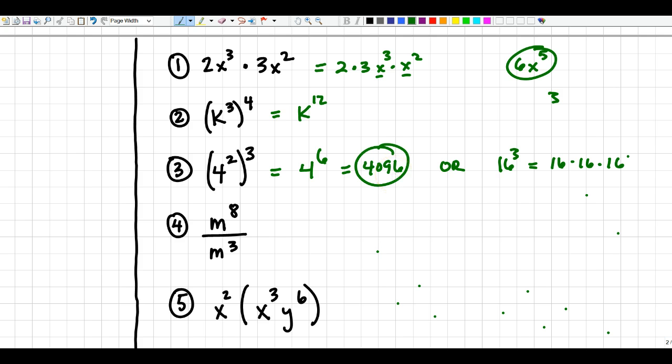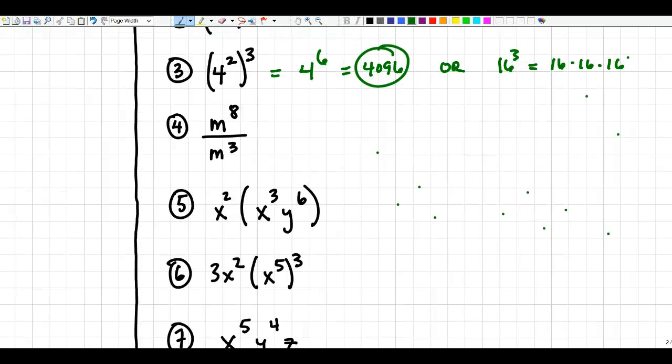Looking ahead to number 4. Number 4 has two bases that are the same, and we're dividing. So the powers here should be subtracted. So I'm going to say m to the 8 minus 3, which simplifies to m to the 5.